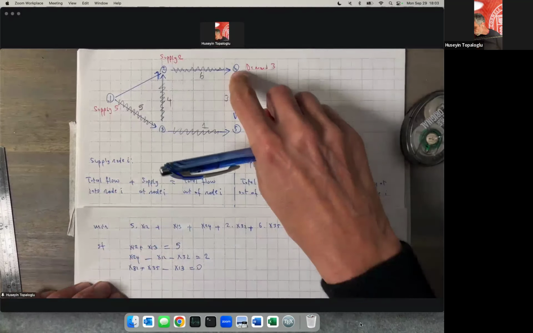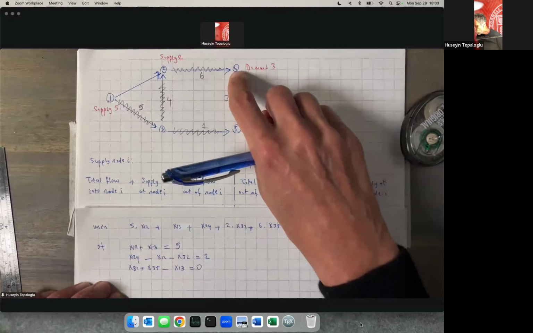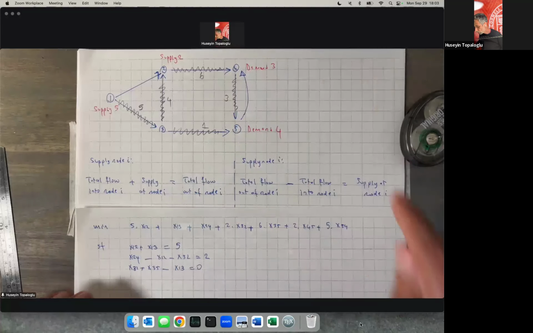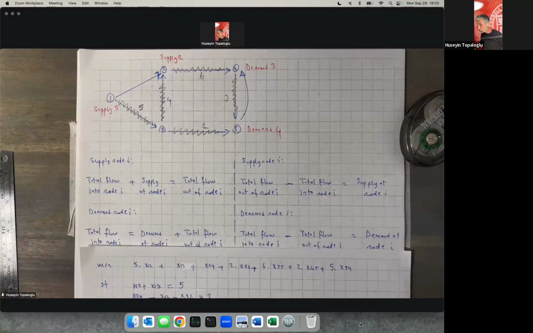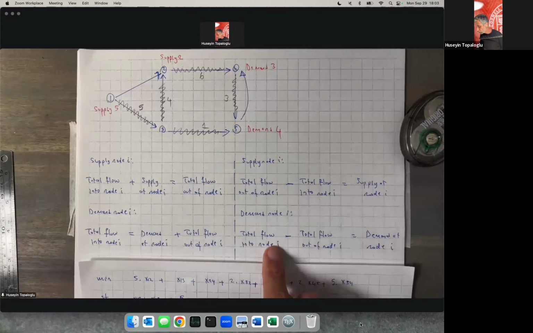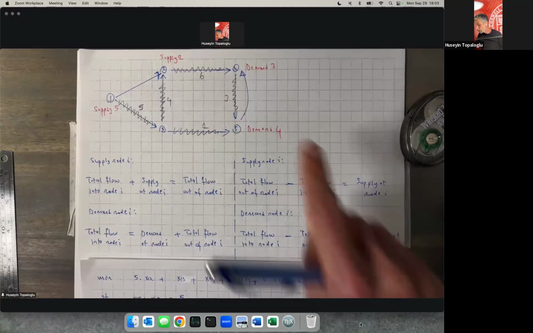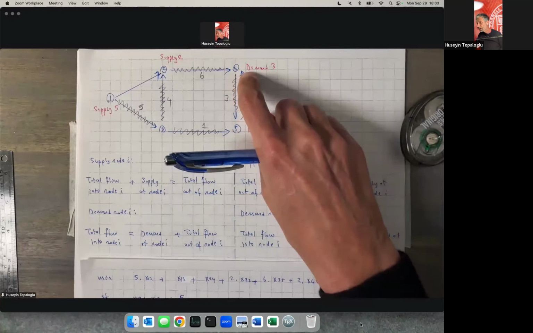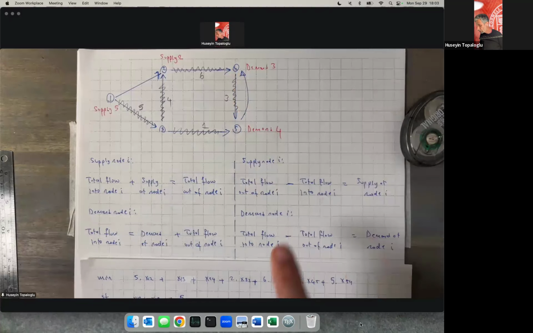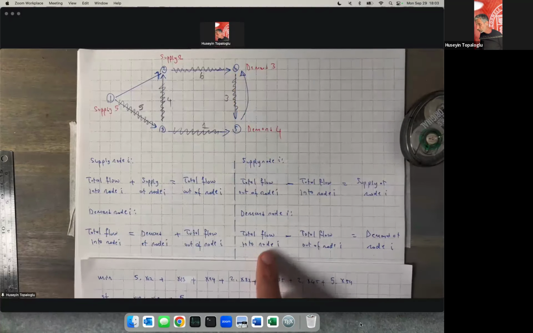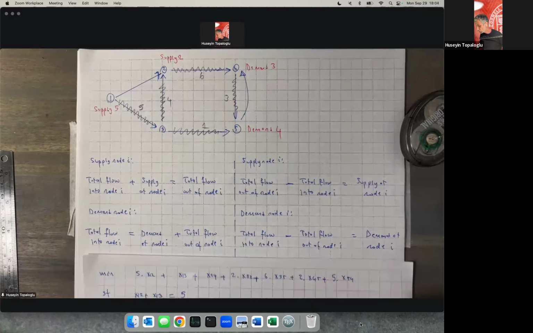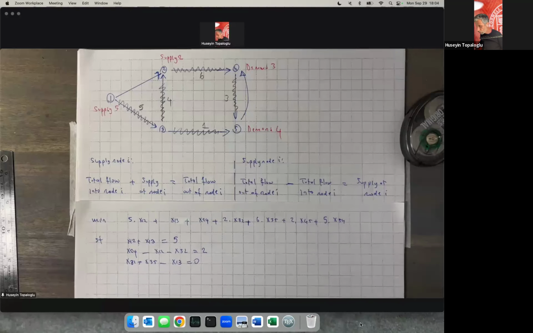Good. So now let's write the flow balance constraint for node 4. Node 4 is a demand node. So the constraint that I'm going to write is of the form total flow into node 4 minus the total flow out of node 4 is equal to demand at node 4. That is the logic for a demand node. So what is the total flow into node 4?